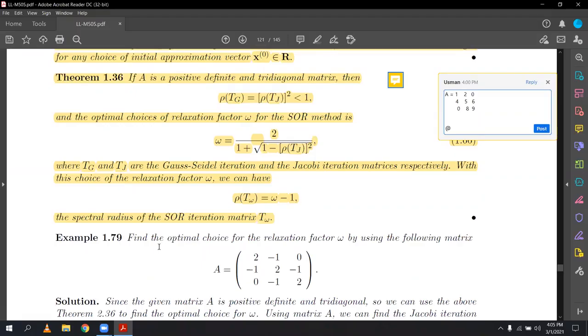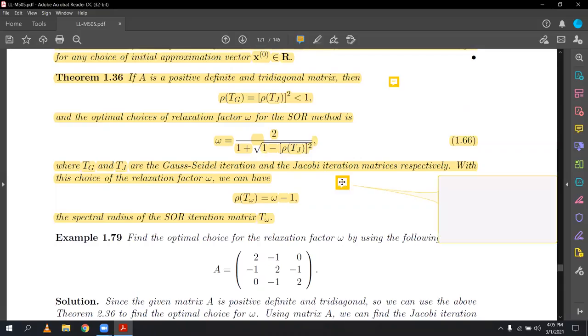He says, define. Now let's say here, we can take a simple problem like this one. He says here, only one choice, omega. Find the optimal choice for the relaxation parameter or factor, which we call omega, for using this matrix here. Let's say in the exam, my question is this one.